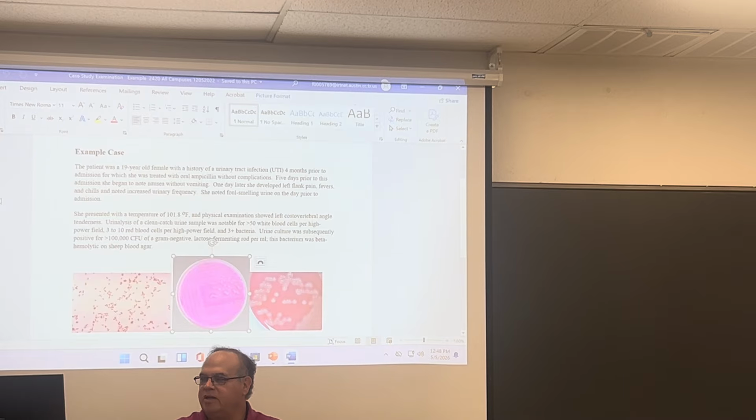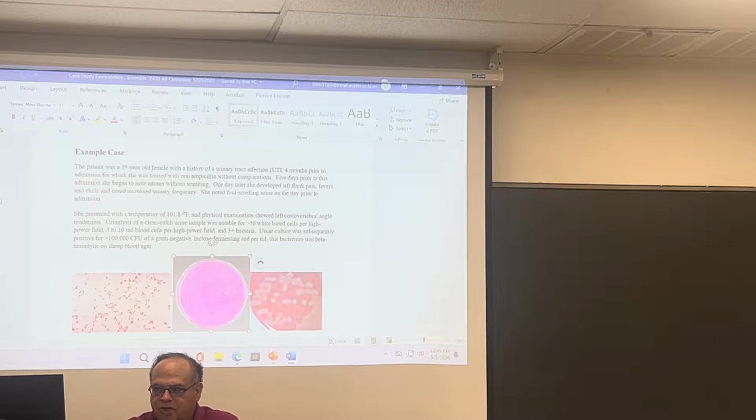The patient was a 19-year-old female with a history of urinary tract infection, UTI, 4 months prior to admission, for which she was treated with oral ampicillin without complication. It was resolved. 5 days prior to this admission, she began to note nausea without vomiting. 1 day later, she developed left flank pain, fevers, chills, and noted increased urinary frequency.